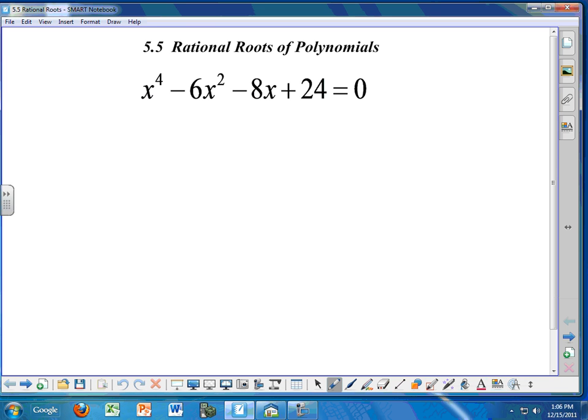Today we're going to be looking at this rational roots of polynomials example, where first I'm going to factor it, and then we'll work through using synthetic division. So we've done this before with a cubic, but for today let's just take note here that we have an x to the fourth and no x cubed term. So we're going to, again, look for maybe a difference of squares to work into this.